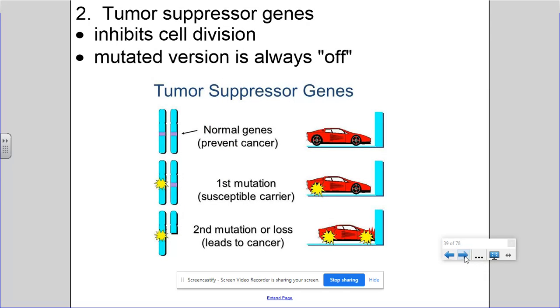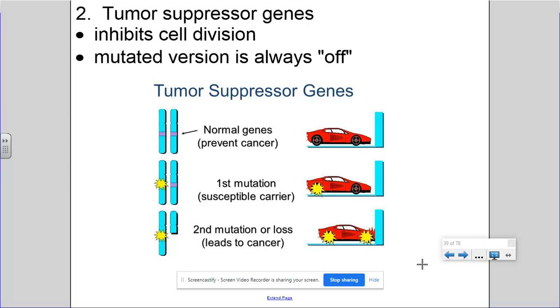Another example of a gene that controls the cell cycle would be the tumor suppressor genes. These are going to inhibit cell division. So these are like the brakes. If there is a mutation in one of these genes, then the gene is always off, which means you have no brakes on your car, so the car continues to go, or the cell continues to divide, and this again can lead to cancer.